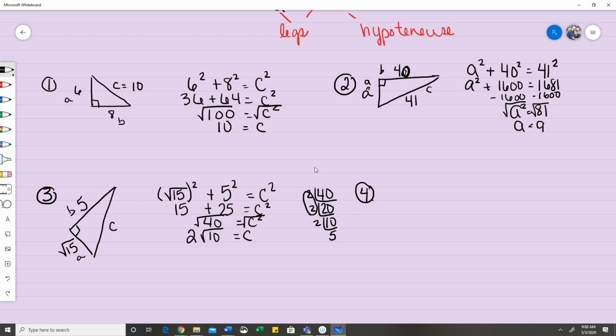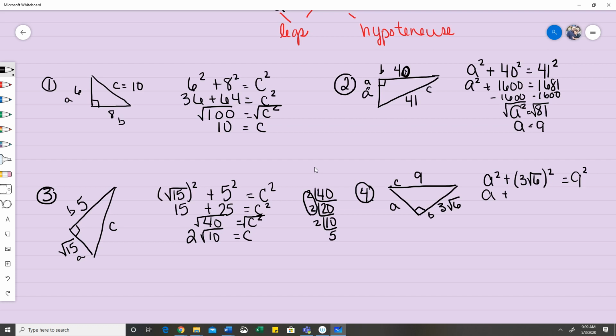Okay. And our last example that we're going to look at. Let's say we have side A that we're looking for. Side B is 3 times the square root of 6 units long. And side C is 9 units long. Okay. So we're going to do A squared plus 3 times square root of 6 all squared equals 9 squared.